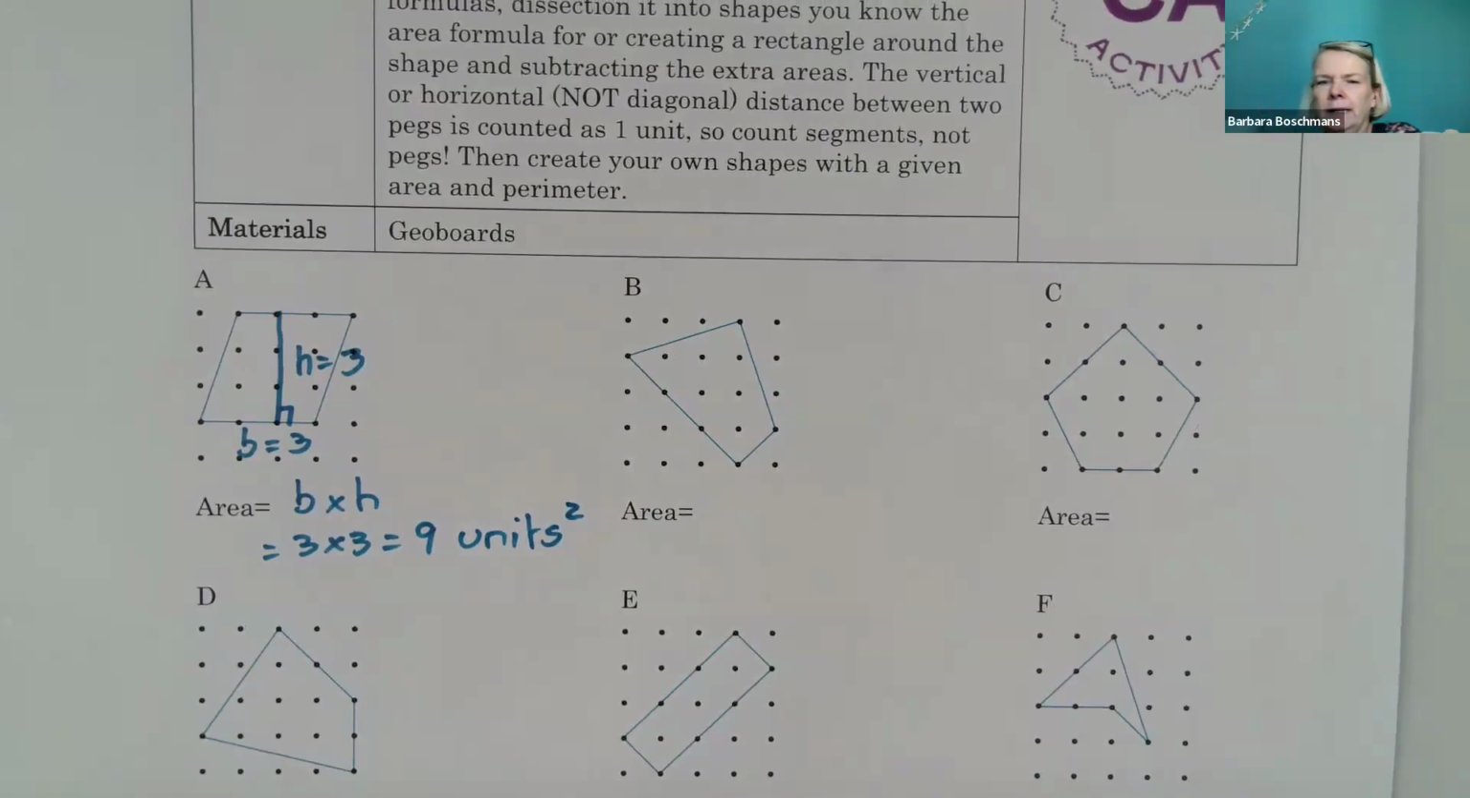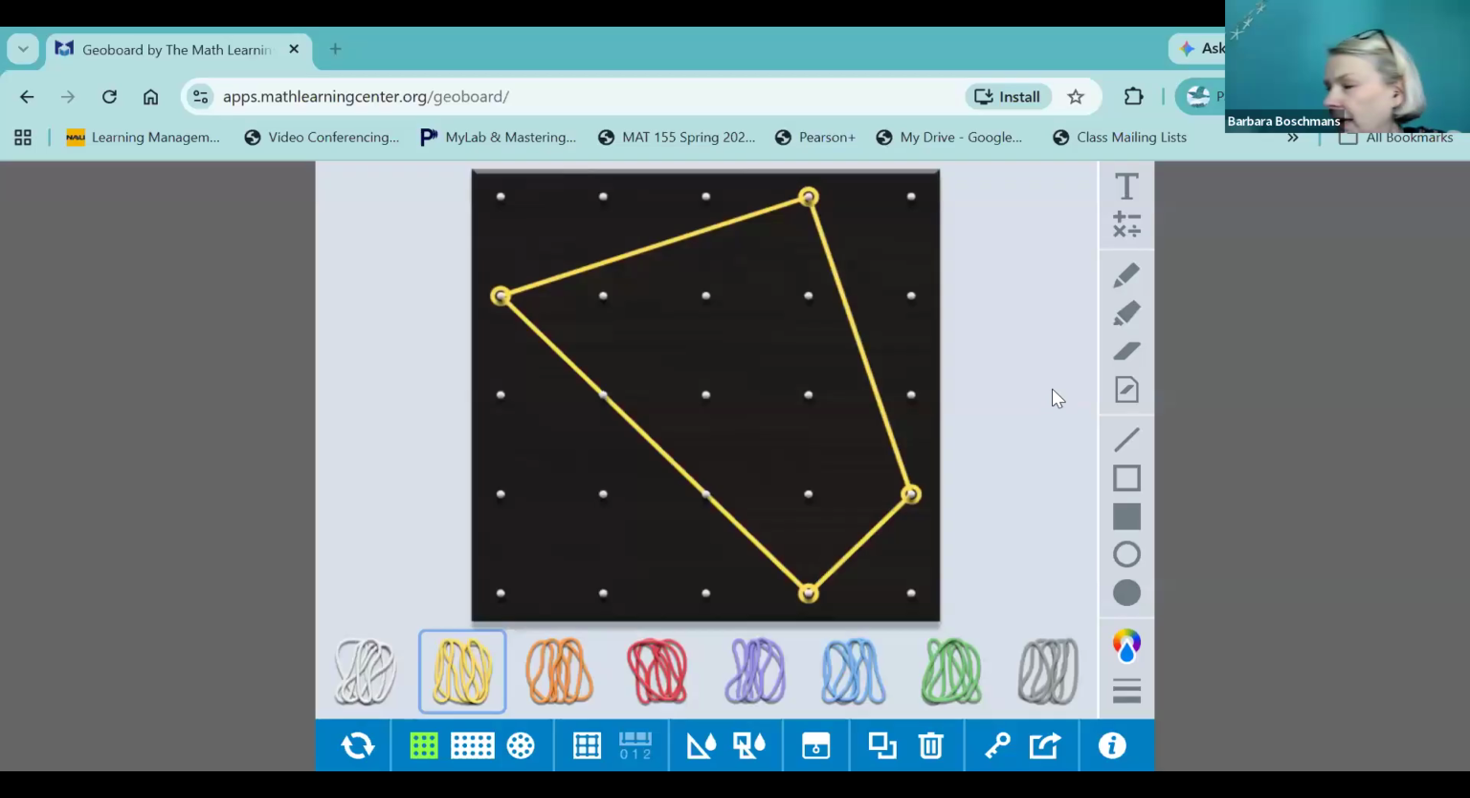The second one, let's see if we can share the virtual geoboards again. Okay, so this is shape B, and we have this odd shape. We don't have a formula for this. And if you remember, you can only measure units on the vertical or on the horizontal inside of your geoboard. So let me get another rubber band here, and I'm going to stretch it across. And see what I did here?